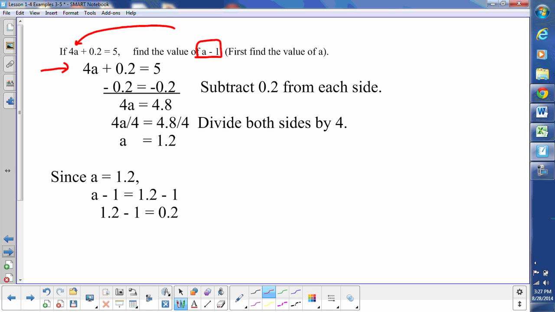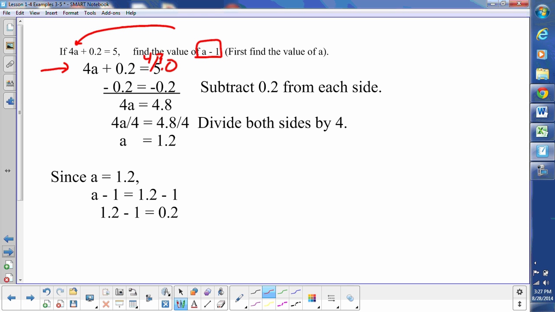We follow our inverse operations. We do what was done last. We're going to undo that first. So subtract 2/10 from each side gives me 4a equals 4.8. Because remember, you add your decimal point and your 0 if you borrow. And that gives me 4.8.